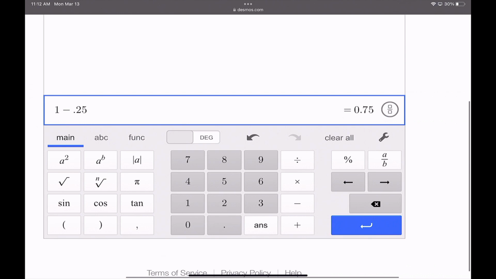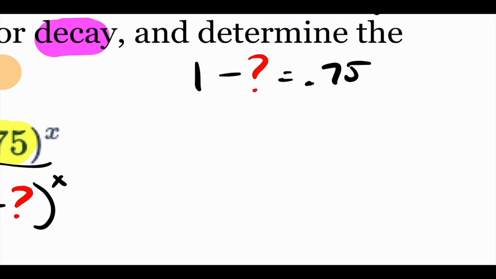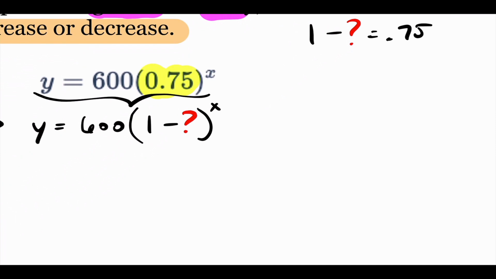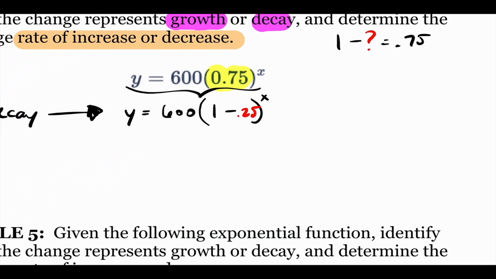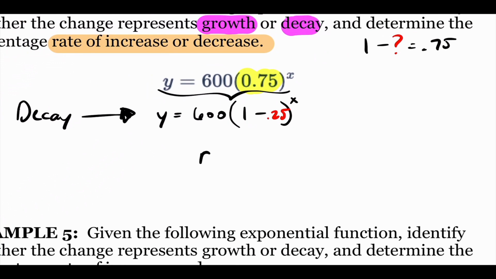1 minus 0.25. There it is right there. That number would give us what we want. So 0.25. So this guy right here is 0.25. What would the rate be? Percent-wise, what would the percent rate be? 25%.